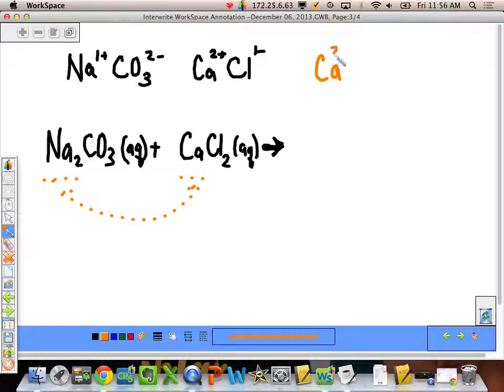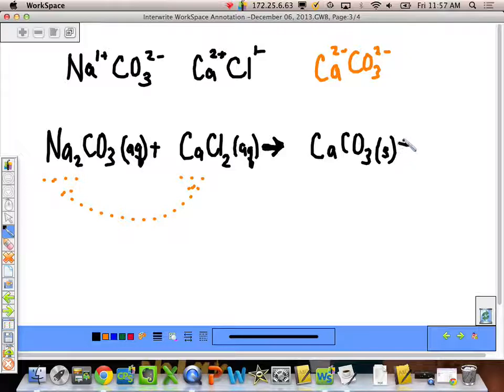So I have Ca is still a 2 plus, CO3 is still a 2 negative. So when I crisscross those, do I need parentheses at all? I just get CaCO3. And that is, reading through the bottom, calcium carbonate is the precipitate. So what does precipitate mean? Solid, very nice. So I've got a solid.